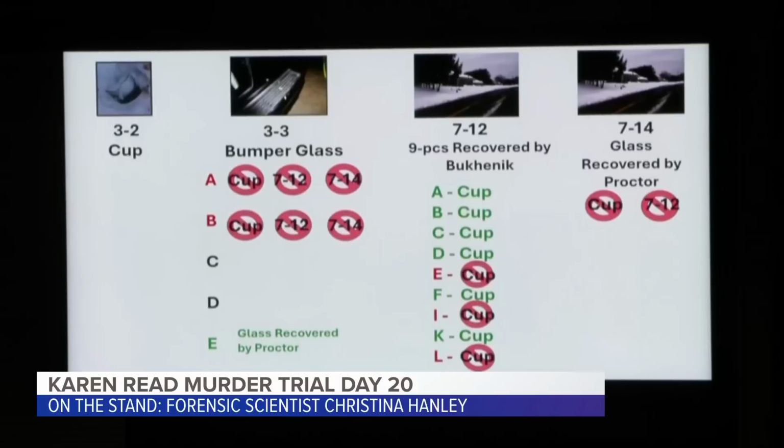Item 3-3, piece E, was consistent in physical and instrumental properties with the sample that I took from item 7-14. Which is the single piece of glass recovered by Michael Proctor, correct? Yes. But not a single piece of glass, nothing that you analyzed coming from that bumper matched the cup, did it? Nothing. There was no physical match comparison to the cup.